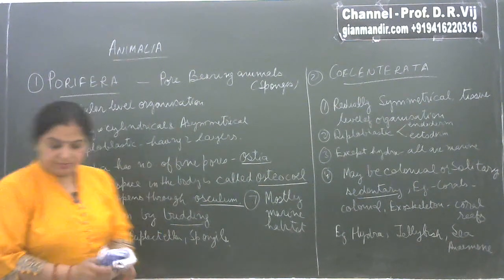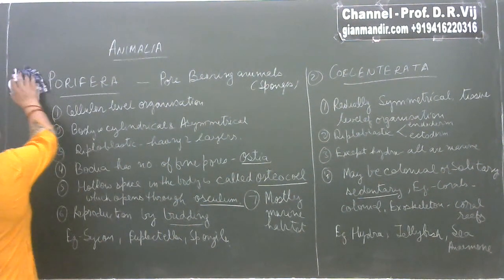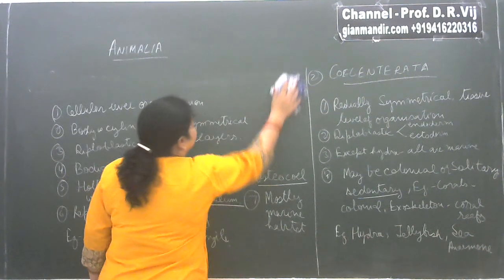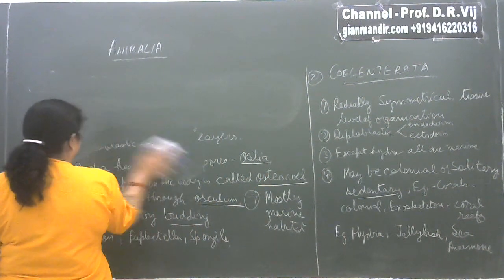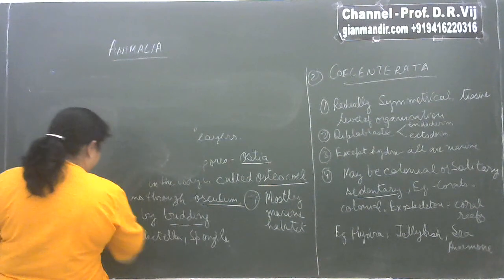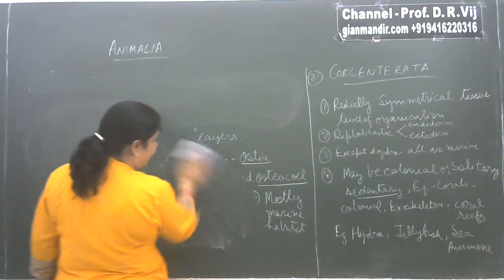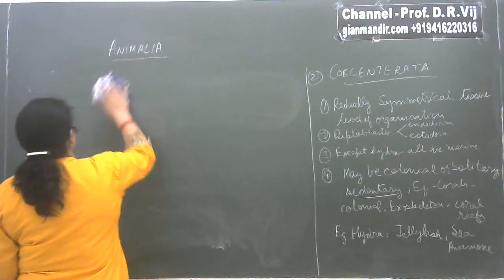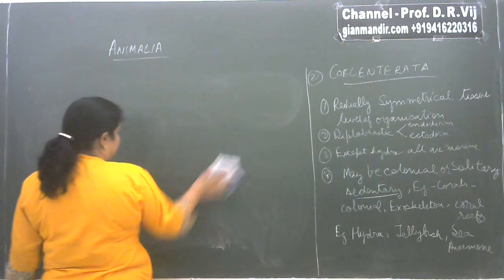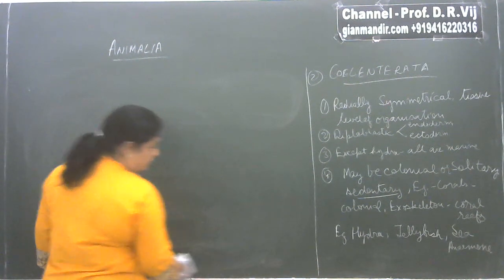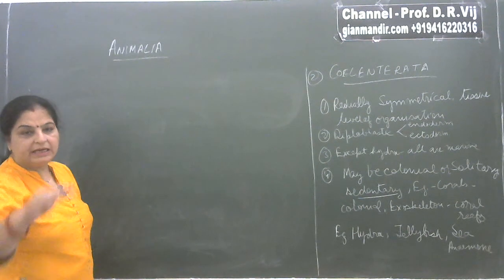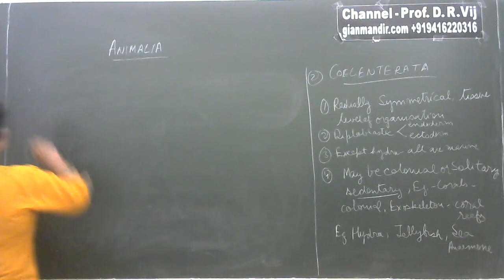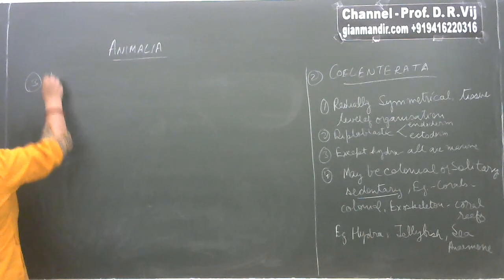So the next phylum here is the phylum that is known as Platyhelminthes. Platyhelminthes are commonly known as flatworms, as their body is bilaterally symmetrical, or better to say the body is dorsoventrally flattened like a leaf.